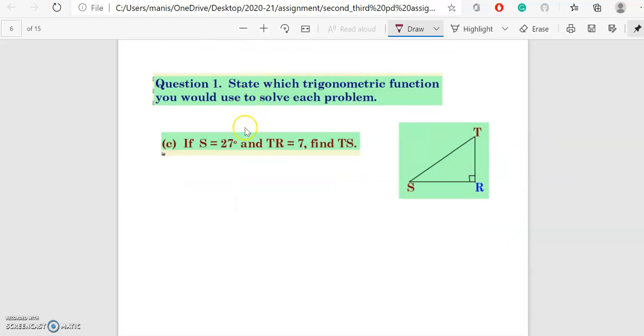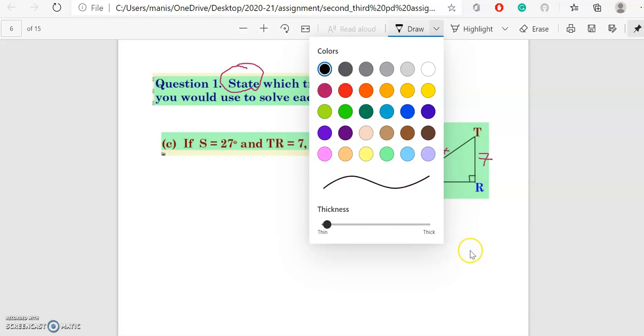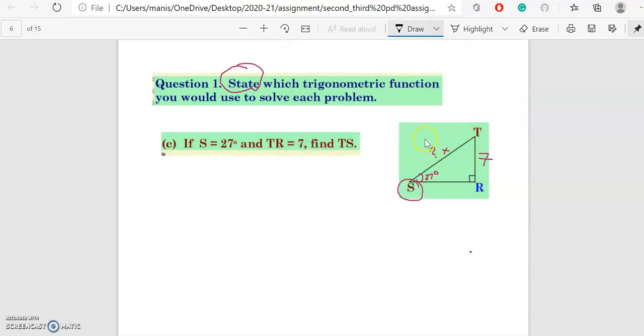Now let's look at this question. Again, we are still on stating. We don't have to solve anything, just state. If S is equal to 27 degrees, so this is uppercase S, first let's circle this part. It says 27 degrees, I'll write 27 degrees over here. TR is 7, this is my 7, and they want me to find TS, this is my question mark, this means X. So how were we solving? Label our triangle.